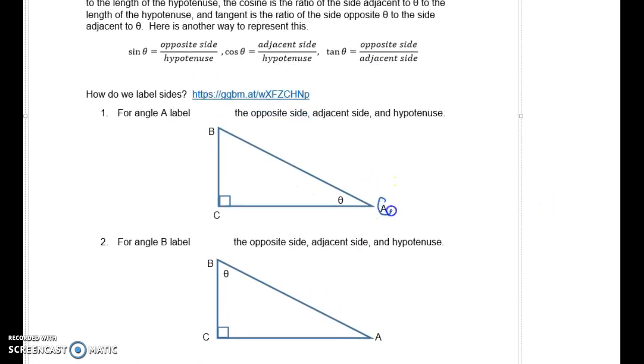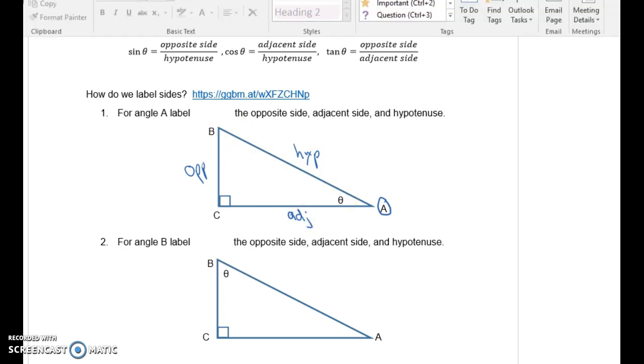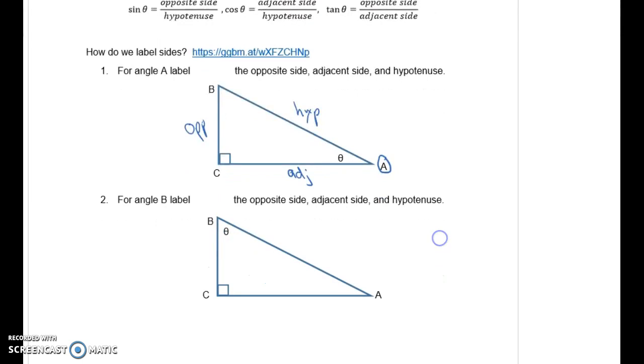So I'm going to circle this angle right here. If I'm looking at angle A, if I go straight across, that's my opposite side. Identifying the right angle, going straight across from that, that's my hypotenuse. And then my other side here would be my adjacent. Now if I'm going to do the same thing for the second triangle, now we're at B. It's the same triangle, but now we're looking at a different angle. Going from B, if I go straight across, this is my opposite side. Across from the right angle is my hypotenuse. And here we have the leftover side, which is our adjacent.